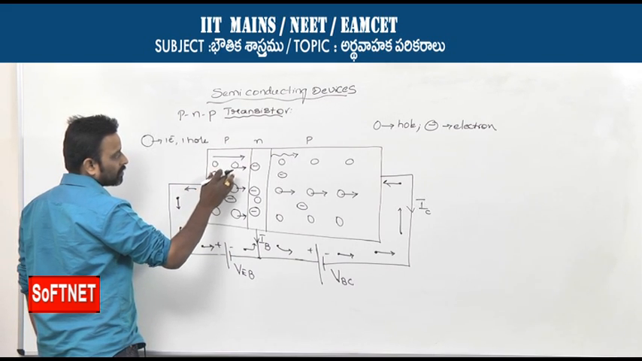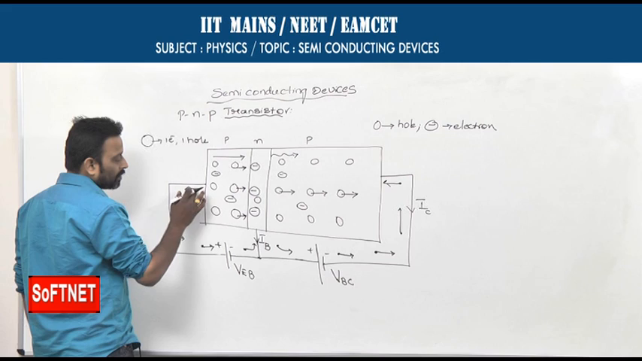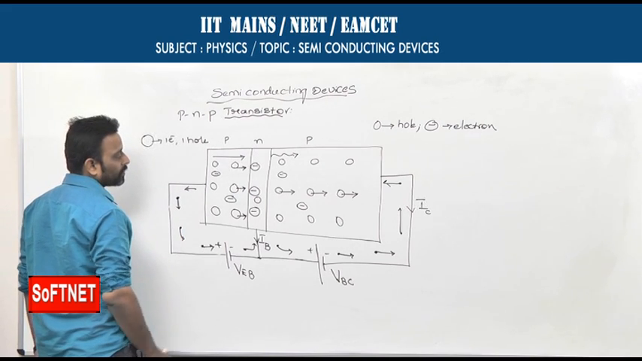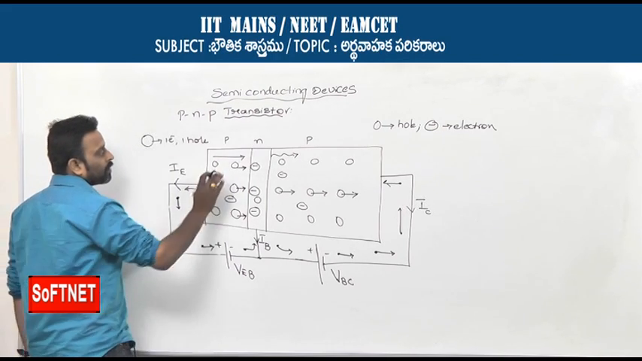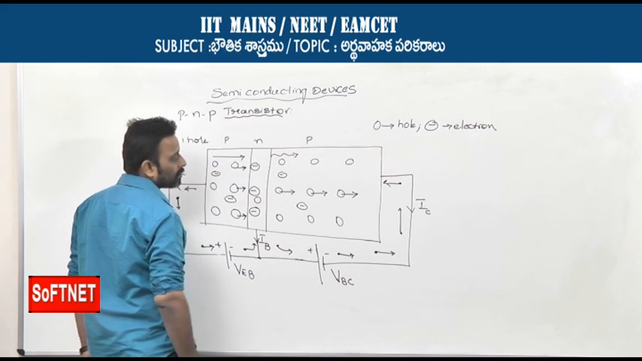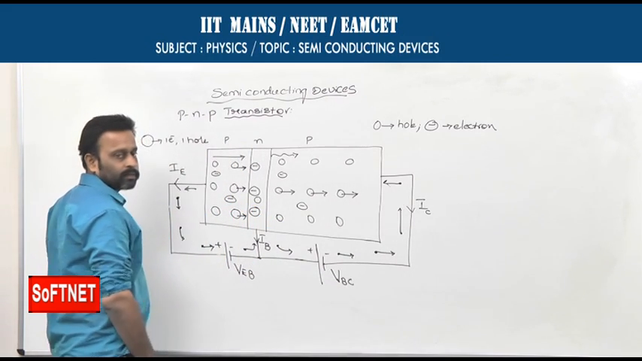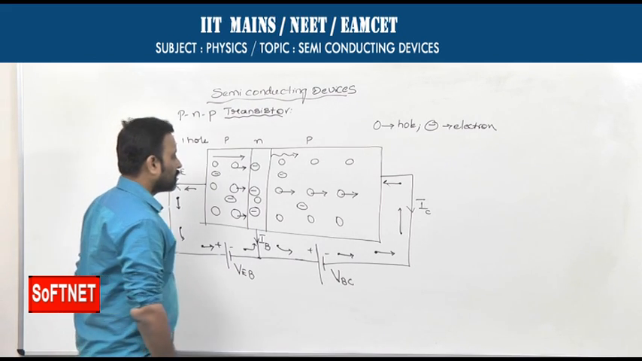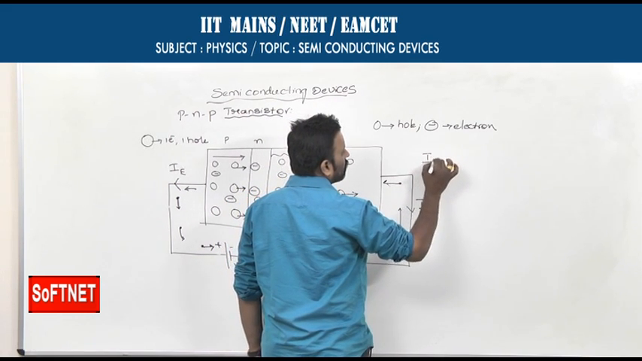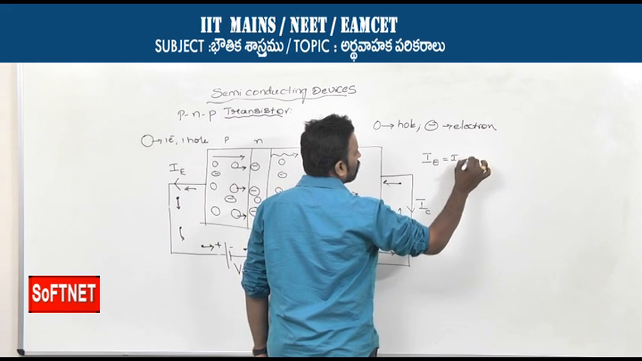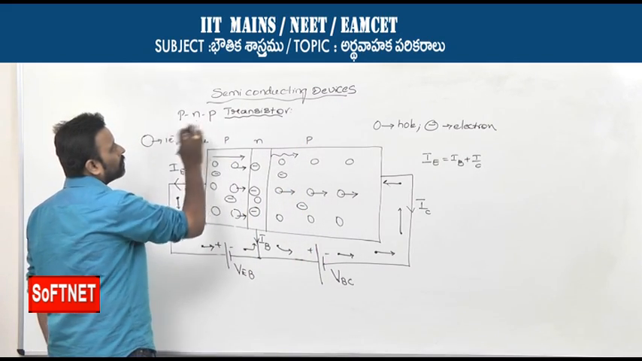Those 100 electrons, which are now generated in the emitter P side, are attracted by the positive polarity. They move towards the positive terminal, giving a large emitter current IE. The holes then again enter into the collector. These holes are again attracted by the negative polarity, giving a collector current IC. The process continues, such that the relation between the different currents produced in this transistor is: emitter current is equal to base current plus collector current, IE = IB + IC. This is the working of the PNP transistor.